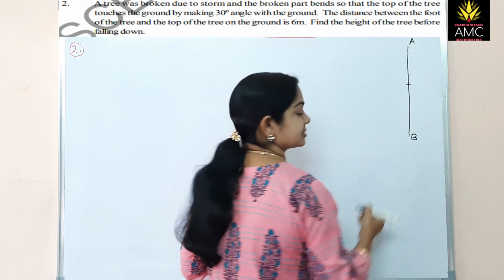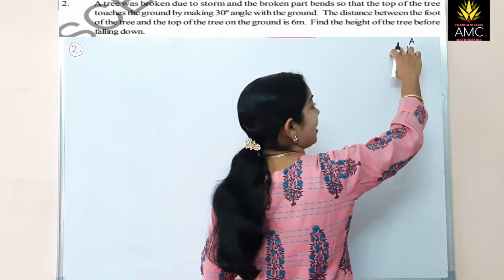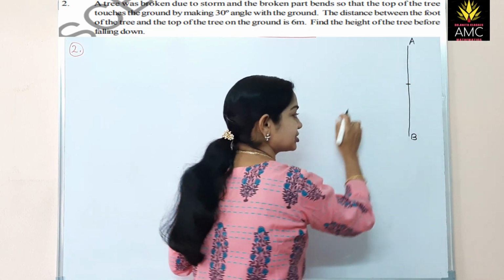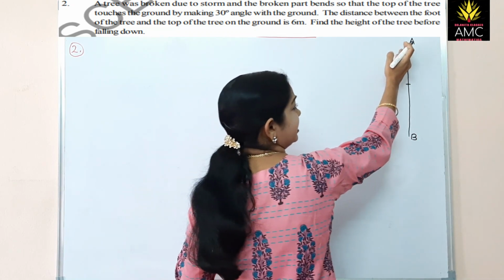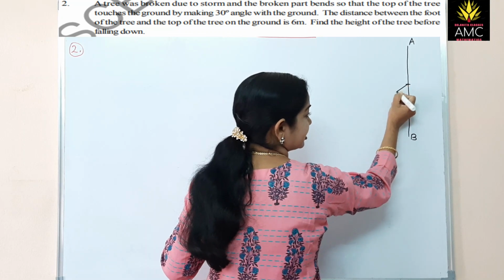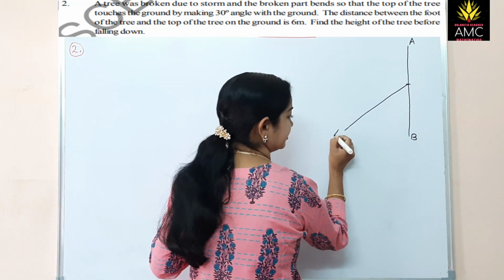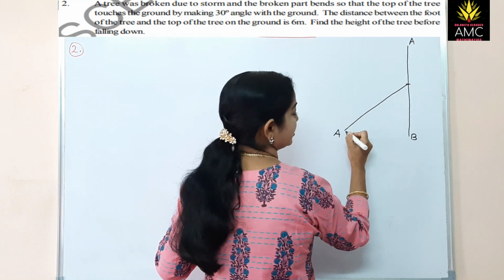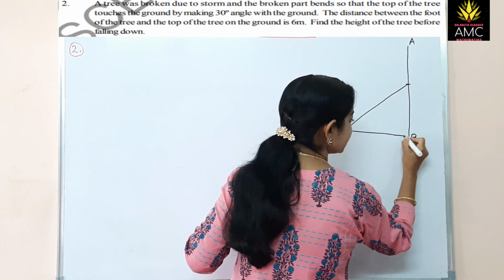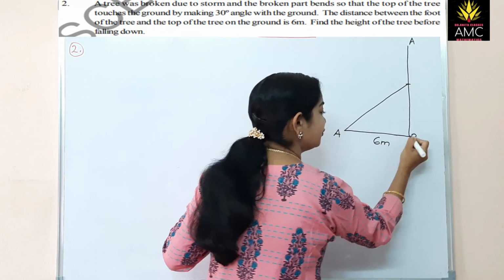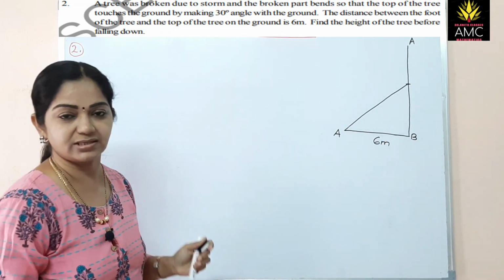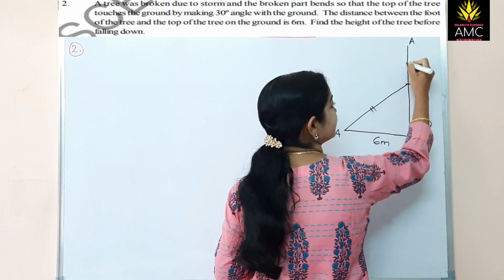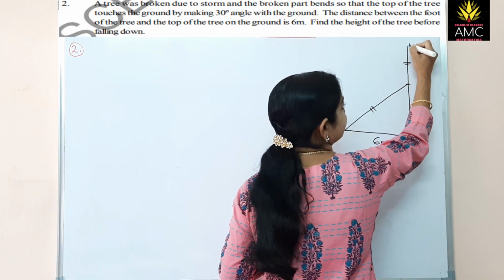Let me suppose this is where it is broken. The broken part touches the ground. It has fallen down and it touches the ground. The top of the tree, this part, is broken and it touches the ground at some point, which is 6 meters away from the foot of the tree. That is given. So this part and this part are one and the same, isn't it? These two are one and the same.